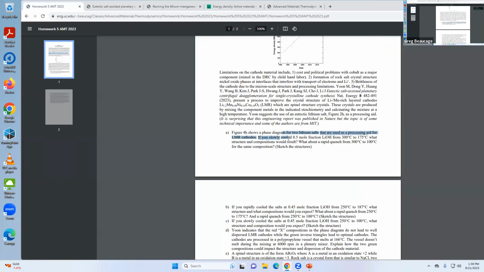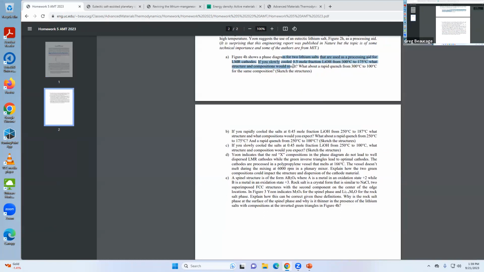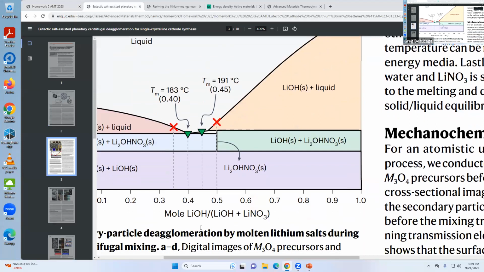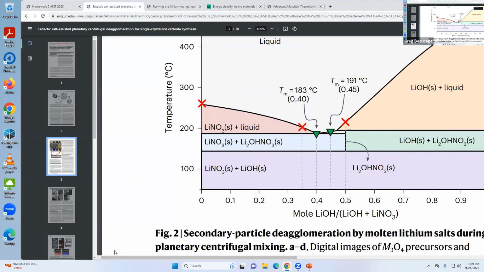If you slowly cool, then what happens when you go through the routine of looking at what maps out? It's really cool: 0.5 mole fraction, 300 to 175. So you're in the liquid state, and you go to 175, kind of right here, and you're at 50%. A lot of things happen. If you're going slowly, you're coming down and you get to this point. That's at 0.45. Oh, 0.5. Okay.